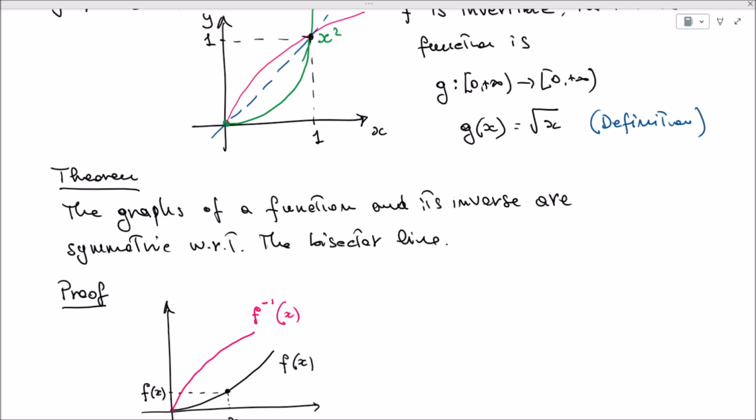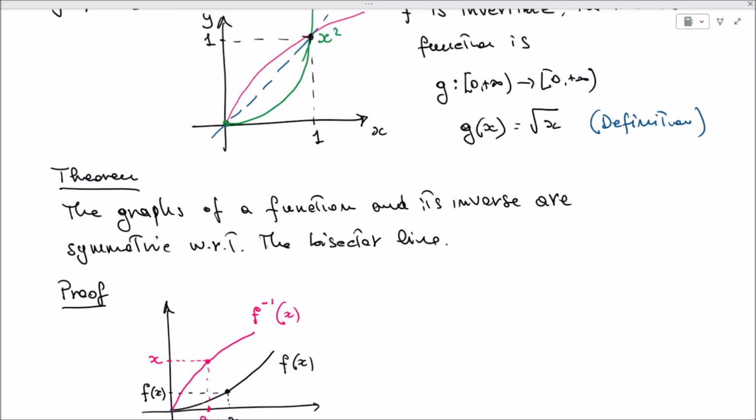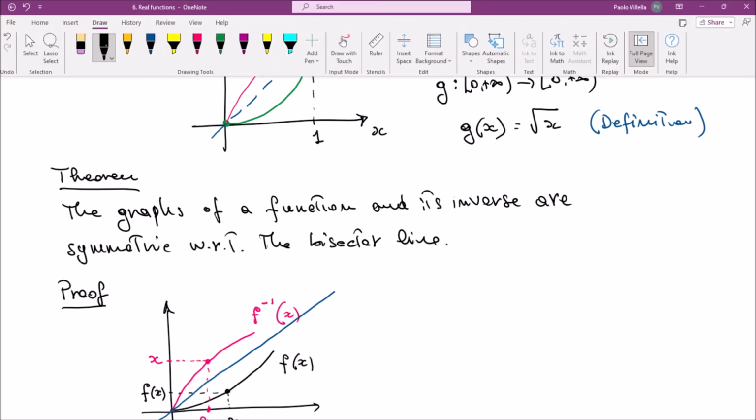Well, now what I'll do is look at the point that has y coordinate equal to x, and because this is just the inverse function, its x coordinate is going to be f of x. Now, what I would like to prove is that these two graphs are symmetric with respect to the bisector. Proving this amounts to proving basically two things.